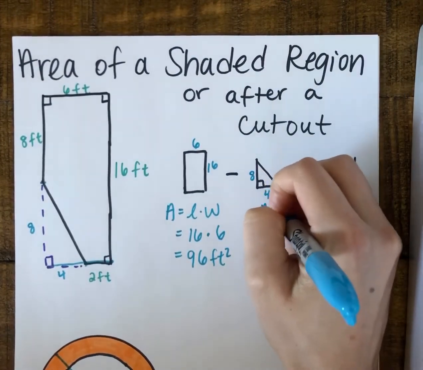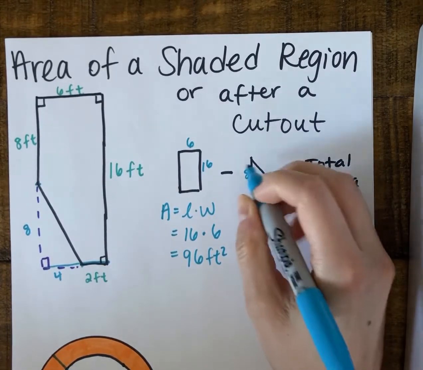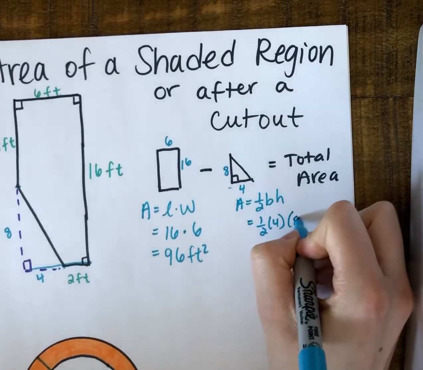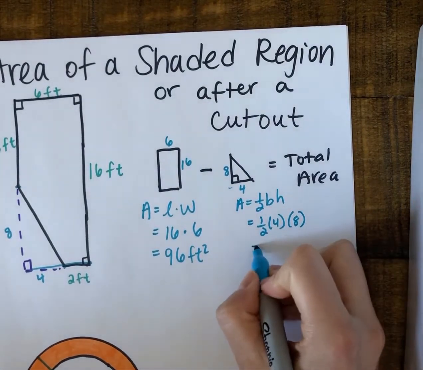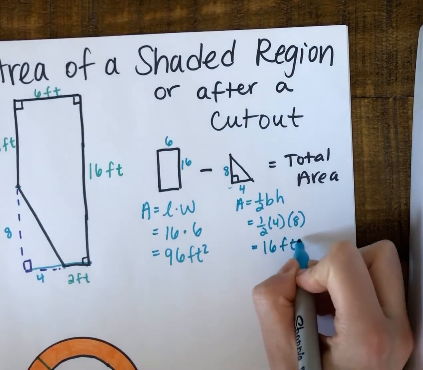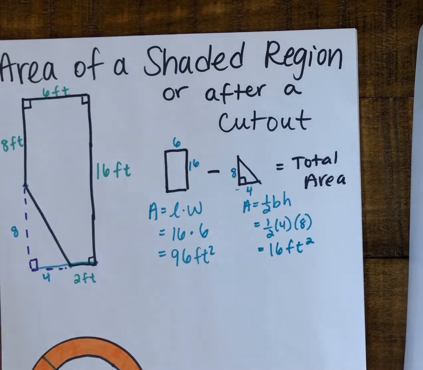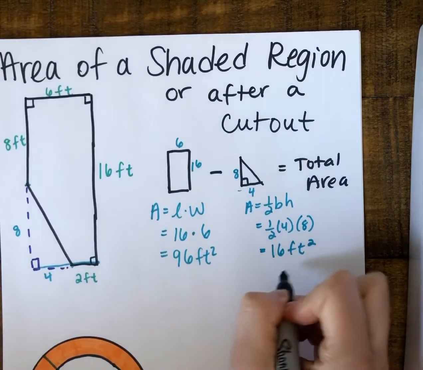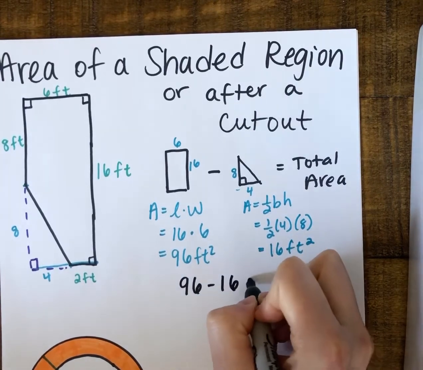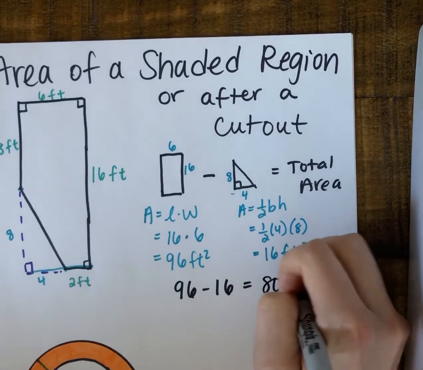And then I'll do the area of my triangle next. Area equals half the base times the height. So area is half of my base, which is 4, times my height, which is 8. And I'll calculate: half of 4 is 2, times 8 is 16 square feet. So that total area should be 96 minus 16. And if I do that out, I get 80 square feet.